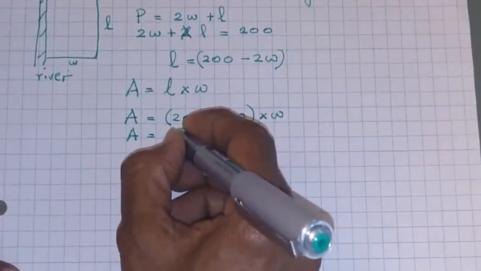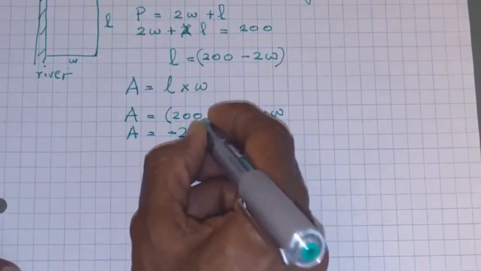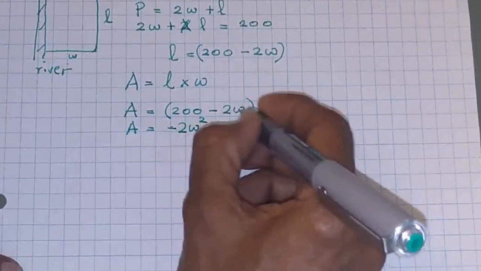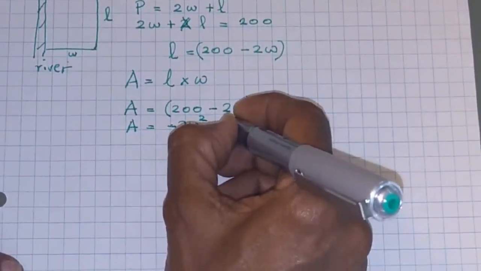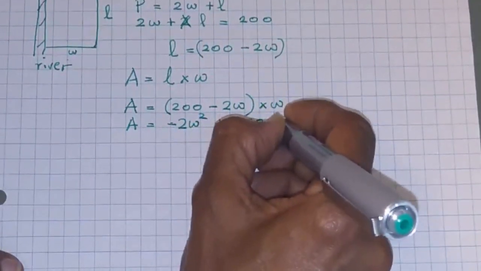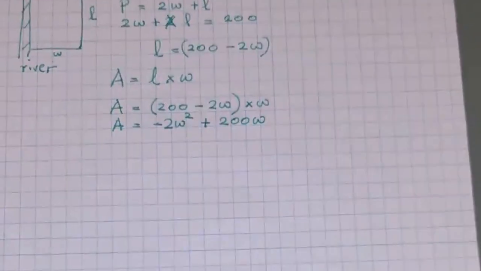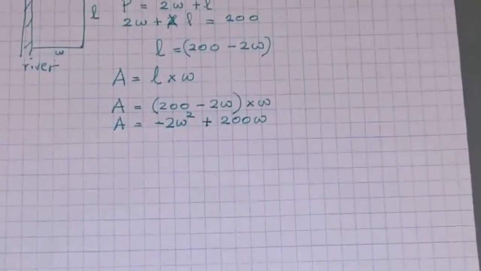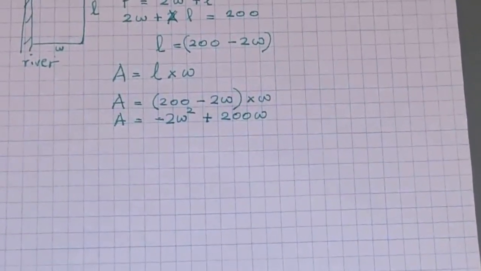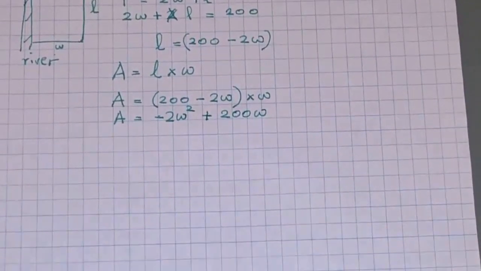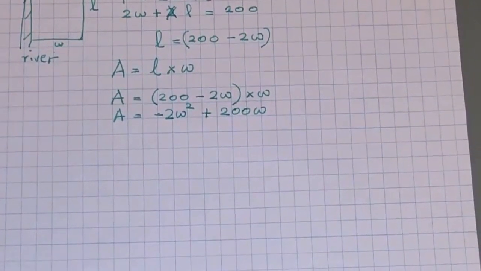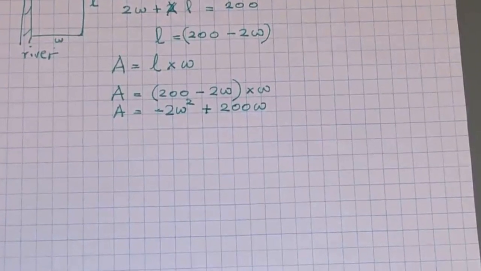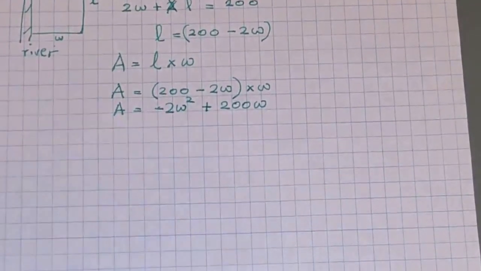So that's going to be negative 2W squared. I'm just writing the squared term at the front. And I have positive 200W. So what I have to do to find the dimensions which would give the maximum area is write this quadratic equation in vertex form so that I can find the maximum or the vertex of the relation.